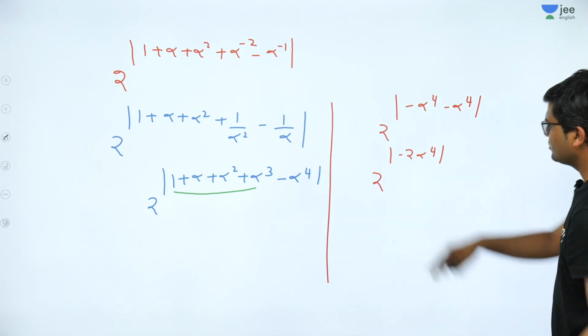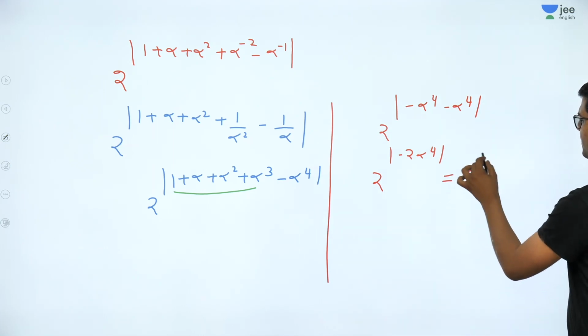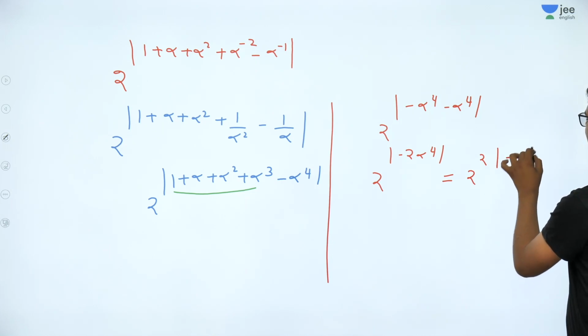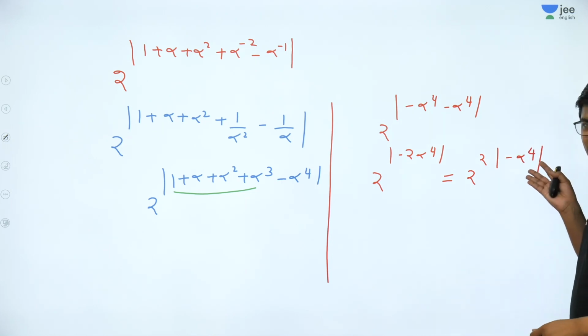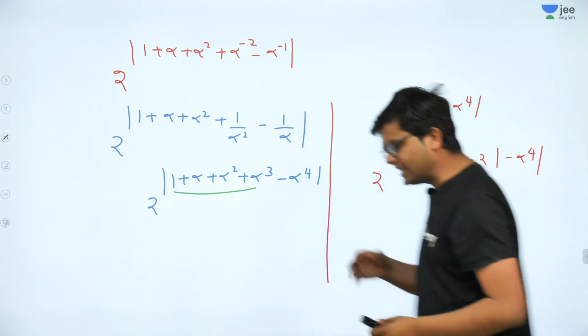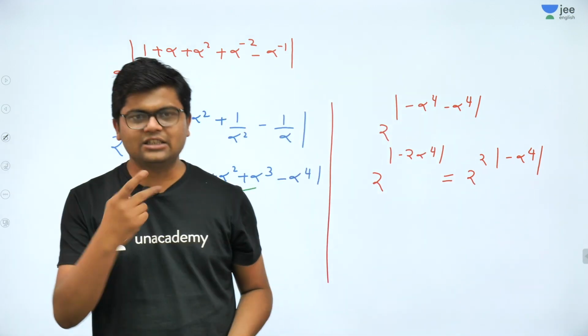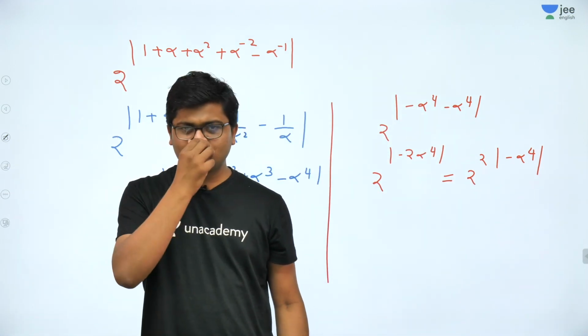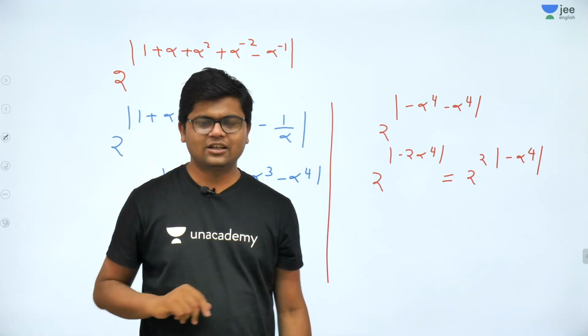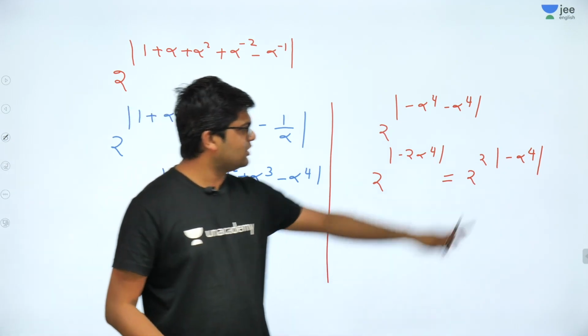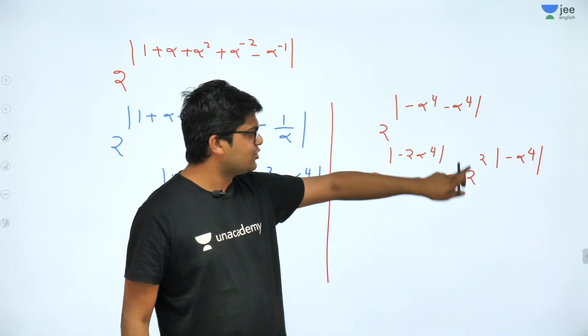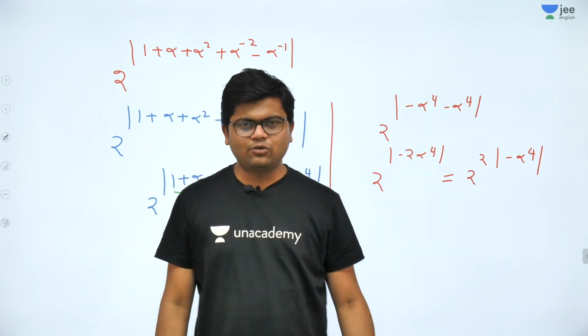Now minus 2 can be taken out and it will become 2, and modulus of minus alpha power 4 will become 1, because modulus of any nth root of unity will be 1. Since it is an nth root of unity, it will lie on a circle of radius 1, therefore this value will be 1, and 2 raised to the power 2 will be equal to 4.